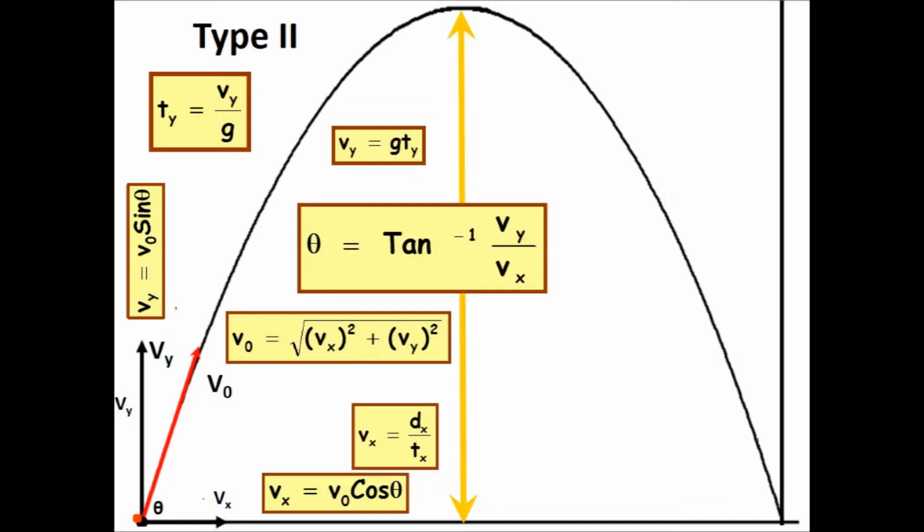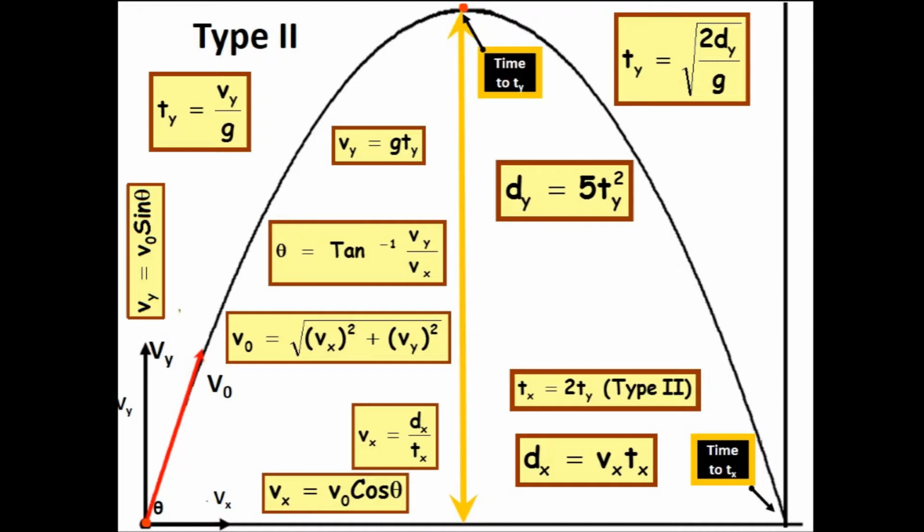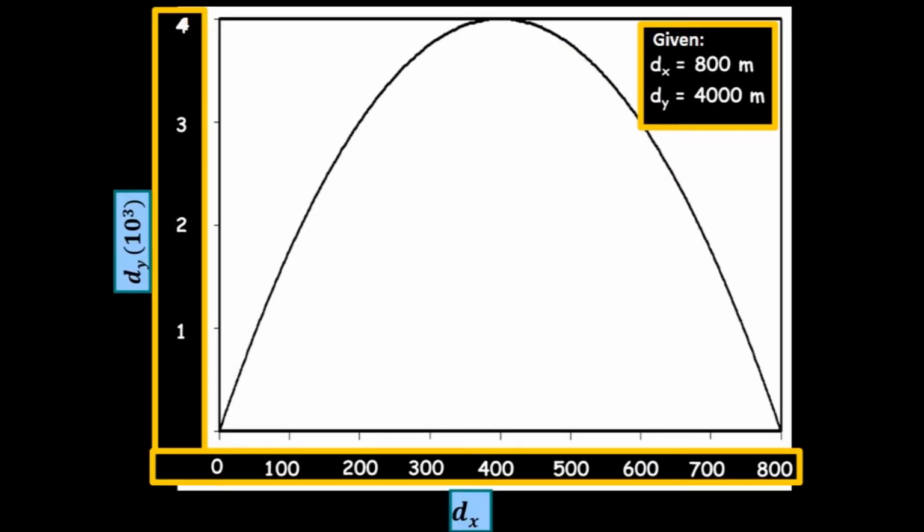And also don't forget that the tx is twice ty. Tx is twice ty, and that's coming up clearly here. You not only have, if you're given dy directly, you can calculate ty and then Vy, etc. You also have dy equals 5 ty squared, and you can find dx by Vx tx.